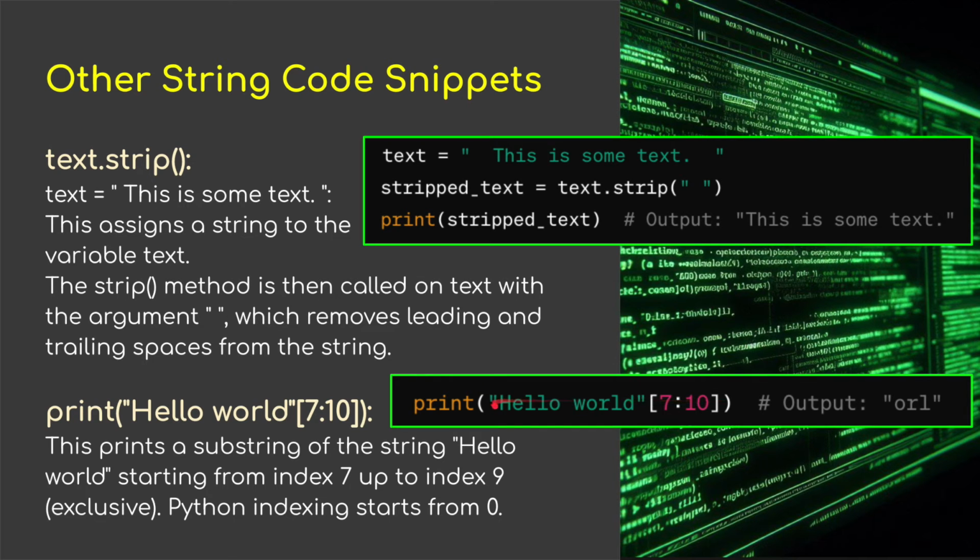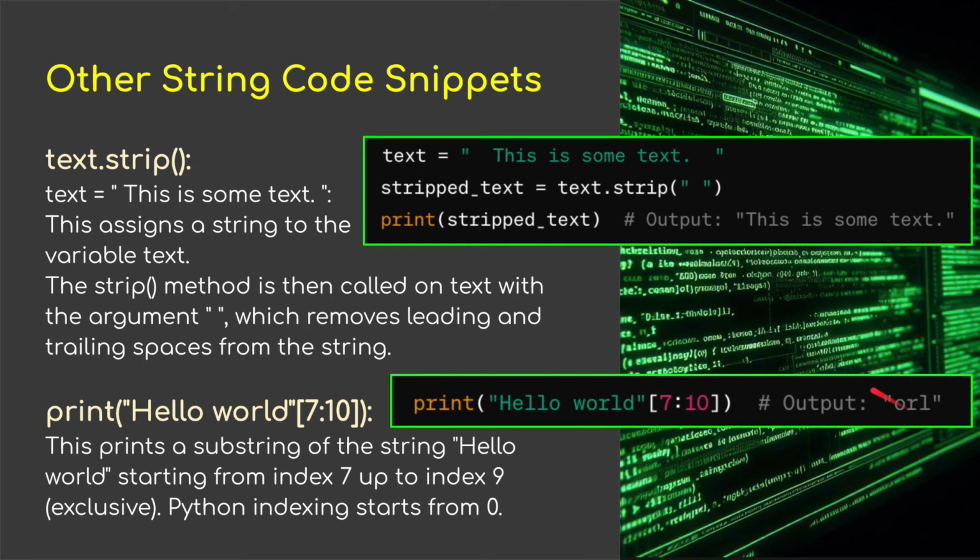7 to 10. This prints a substring of the string hello world, starting with the index value 7 up to index value 9, exclusive. Remember, Python indexes start from 0. So 0, 1, 2, 3, 4, 5, 6, 7, 8, and 9, not inclusive, exclusive 10. So 7, 8, and 9, ORL.